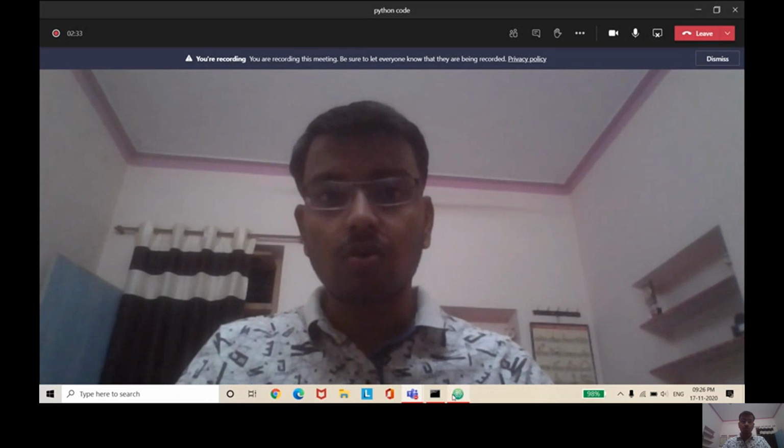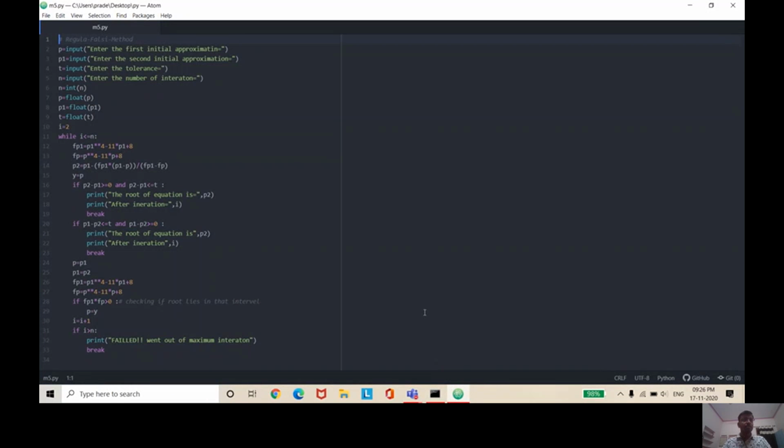Here is my code of the regula falsi method. This is one step ahead of the second method. The difference is that it checks at every successive iteration the validity of the roots by checking the value of the function; the product of the values of the functions should be negative at successive iterations.